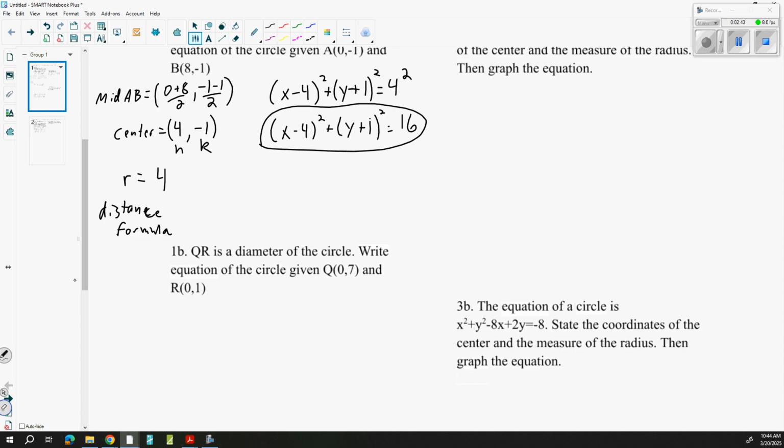So go ahead and do 1B on your own, and in a second I will make the answer appear. And there is our answer, so go ahead and check your work with mine. Make sure you did it correctly.